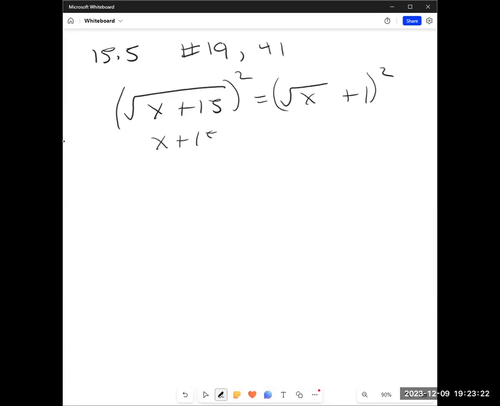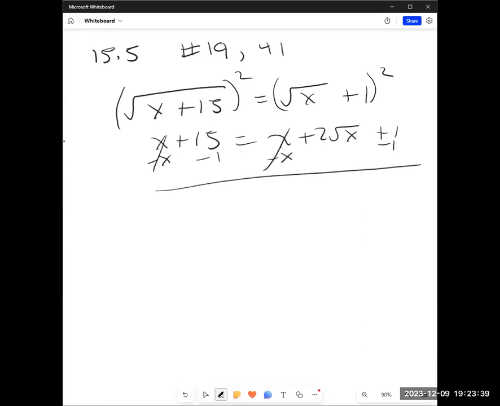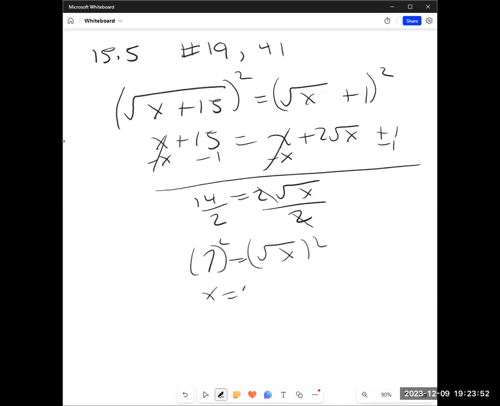x plus 15 is equal to x plus 2 root x plus 1. Going to try and get everything away from this square root that's on the right. So subtract x, subtract 1. 14 is equal to 2 root x. Divide by 2. 7 is equal to root x, and square both sides again to get x equals 49.